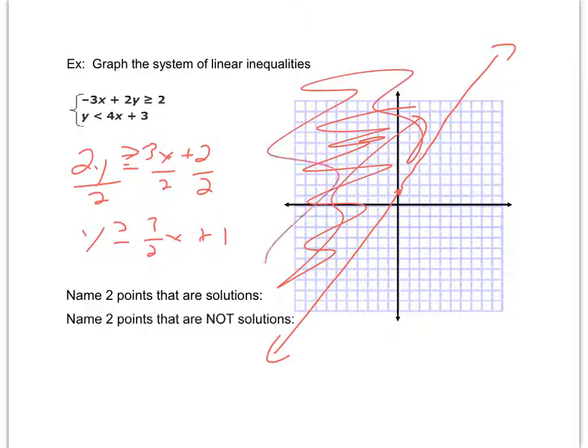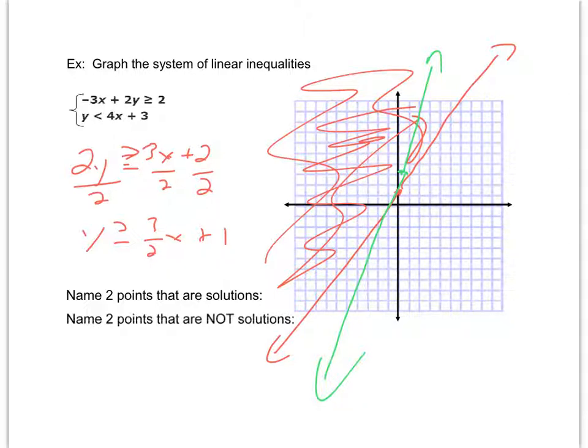I'm now going to do my other line. I'll do that in green. That was y is less than or equal to 4x + 3. So I'm going to go up to 3. I have a slope of 4, which is steep. It looks something like this. Rough sketch here. Notice that (0, 0) is not on the line. It's a little bit to the right of the line.